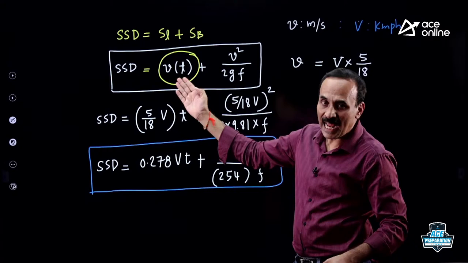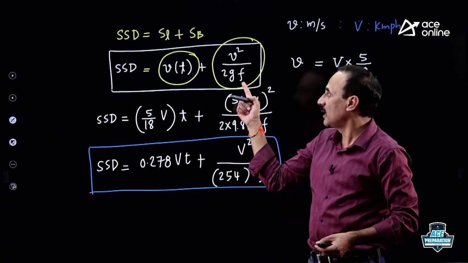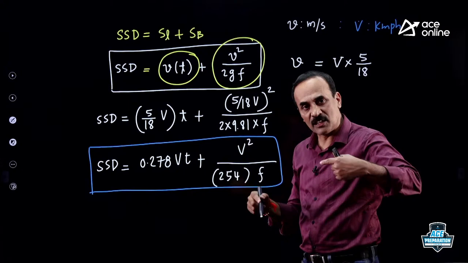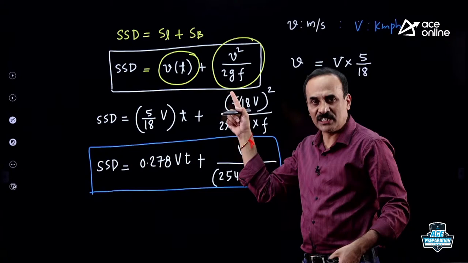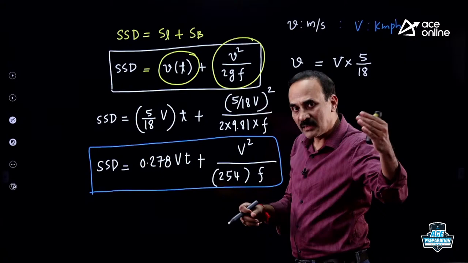So lag distance depends only on the driver characteristics, nowhere related to vehicle characteristics. And the brake distance depends upon the friction developed between road surface and tire. F is the coefficient of longitudinal friction developed between road and tire. If you have proper friction developing between road and tire, the vehicle stops appropriately. And again, as I told you, V is the design speed, which depends upon the terrain through which it is passing and the importance of the road.